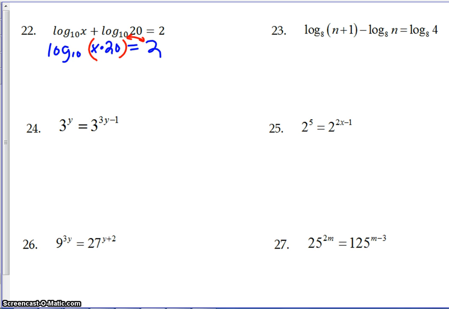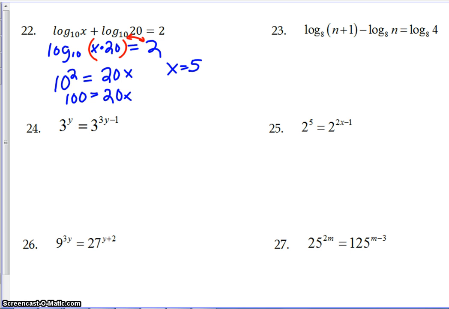So what I have is 10 to the second power equals x times 20, or I'm going to write it as 20x. Well, 20x equals 10 to the second. 10 to the second is 100. If 100 equals 20x, x must equal 5.